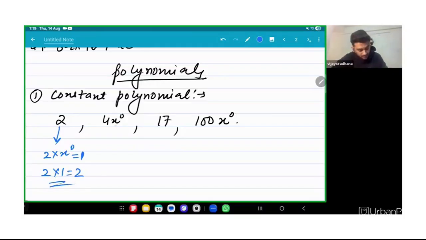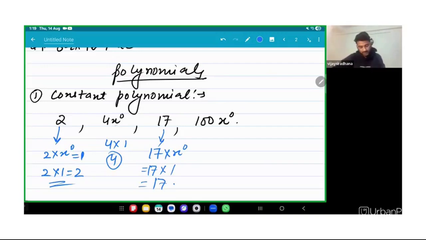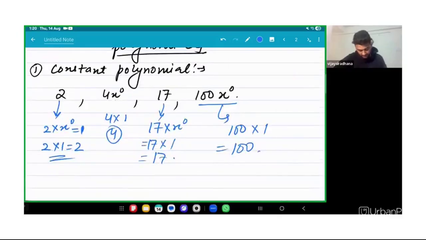For x to the power of 0, 4x to the power of 0 is nothing but 4. 17 you can write as 17 into x to the power of 0, which is 17 into 1, which is 17. If it is 100 into x to the power of 0, which can be written as 100 into 1, it will be 100. So this is what the constant polynomial is.